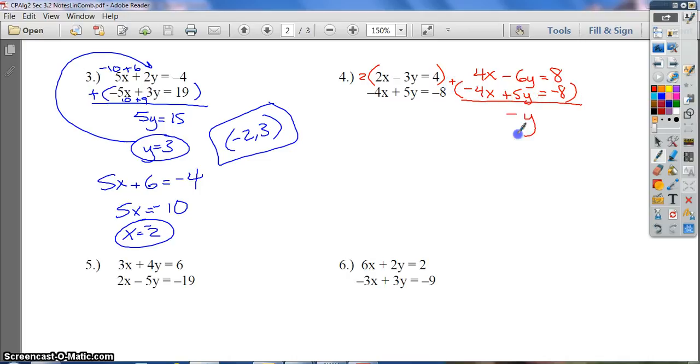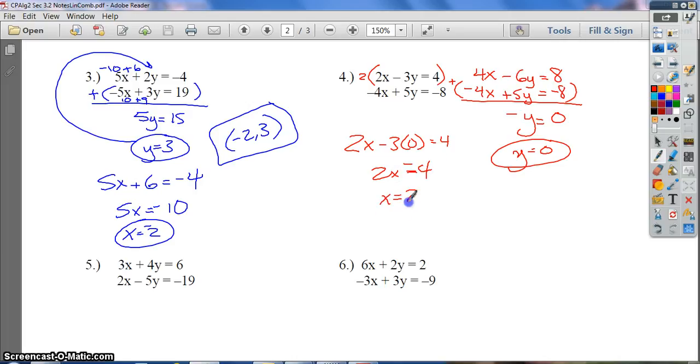I'm going to have negative y equals 0. So positive y would then be equal to 0. Plug it into any of them. So it'll be 2x minus 3 times 0 equals 4. So basically 2x equals 4. So x is going to give you 2. The point you want to check is 2, 0. Okay, and yeah, that will check out.